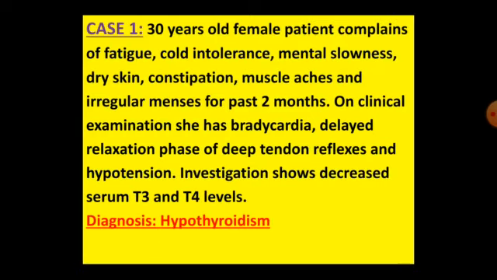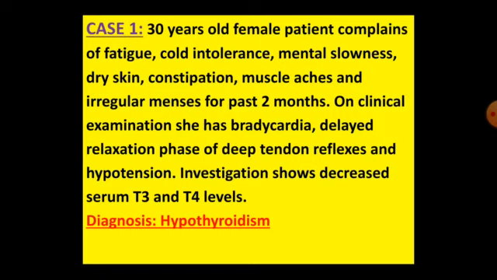So now our first case: a 30-year-old female patient complains of fatigue, cold intolerance, mental slowness, dry skin, constipation, muscle aches, and irregular menses for the past 2 months. On clinical examination, she has bradycardia, delayed relaxation phase of deep tendon reflexes, and hypotension. Investigation shows decreased serum T3 and T4 levels, and the diagnosis is hypothyroidism.